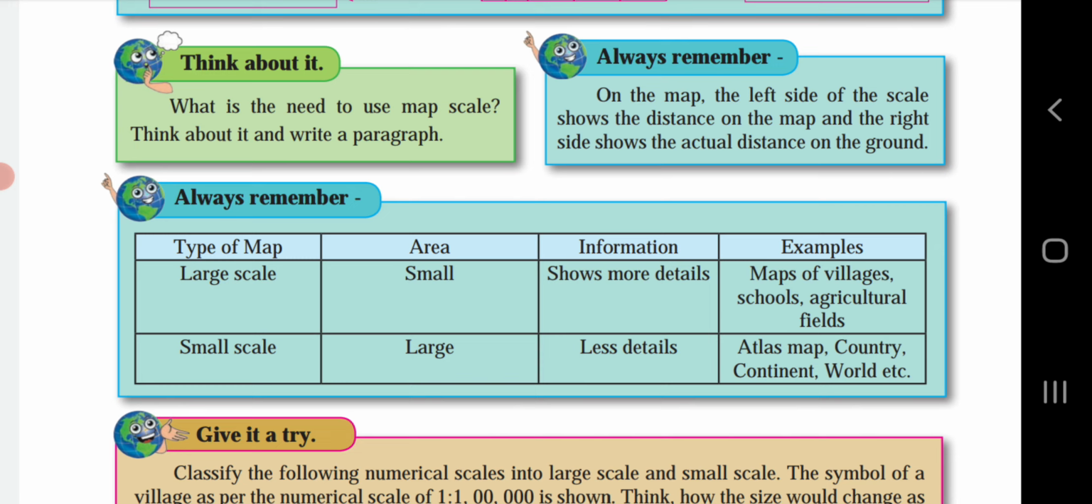Information shows more detail in large scale, and the examples are maps of a village, school, agriculture fields. These can be in the large scale. And what can be in the small scale? It has fewer details: atlas map, country, continent and world, etc. These can be shown in it.